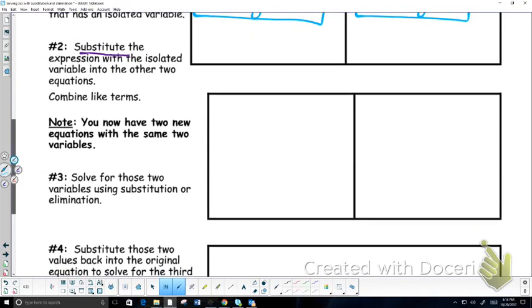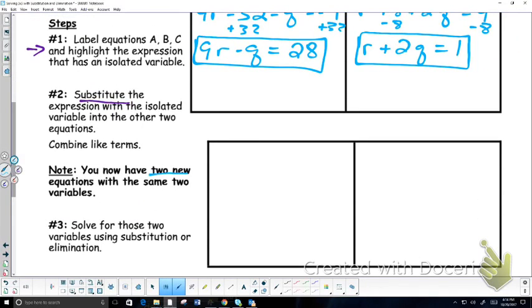So now I'm going to bounce down, and it's going to give you a note. Now you've got 2 new equations, and you got the same 2 variables.